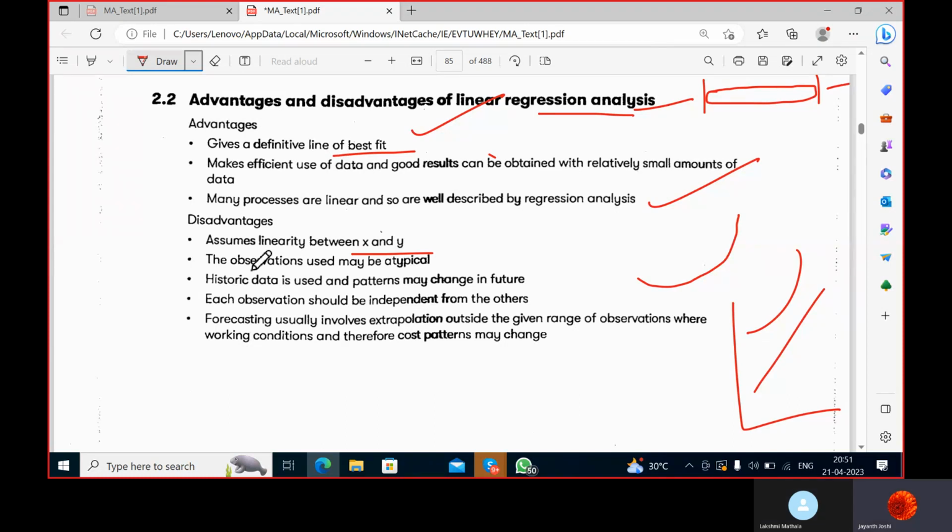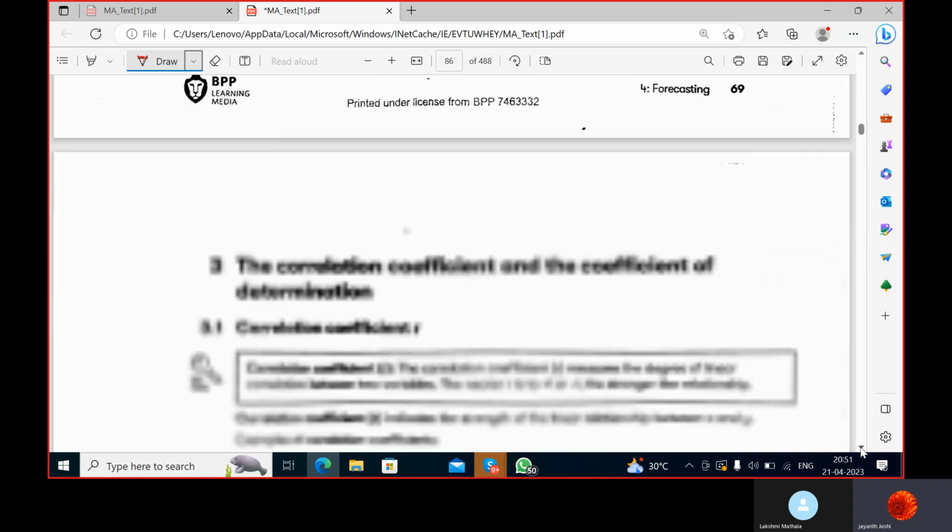Observations used may be typical historic data, and patterns may change in future. Each observation should be independent from others. Forecasting usually involves extrapolation outside the given range of observations, where working conditions and therefore cost patterns may change. Because always you cannot take the values inside; you also have to take values outside the range.